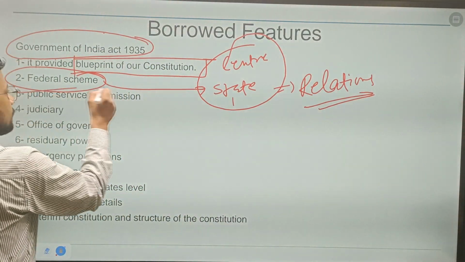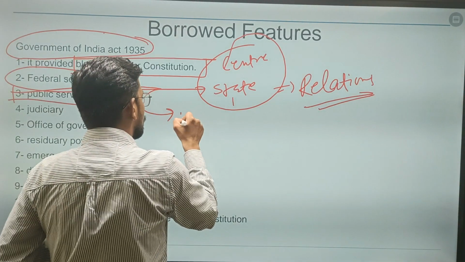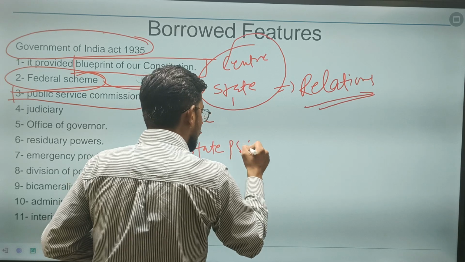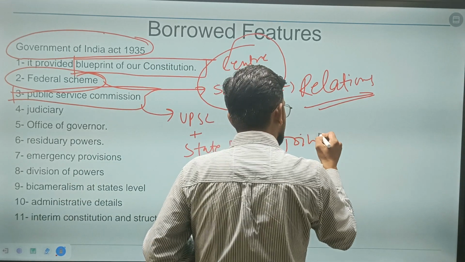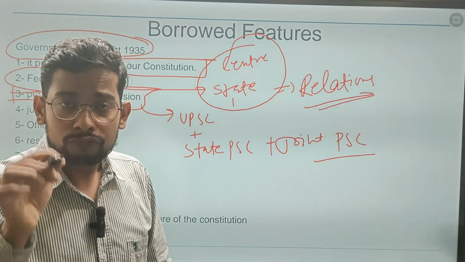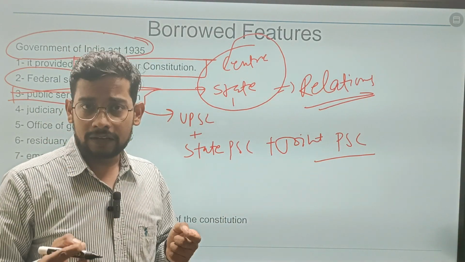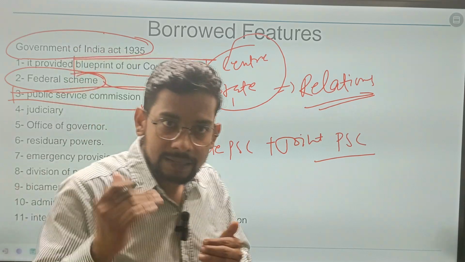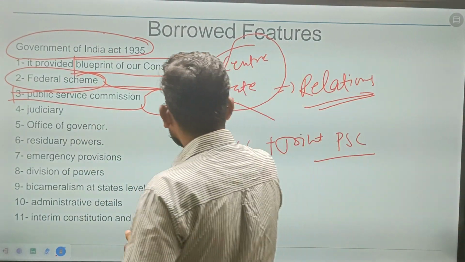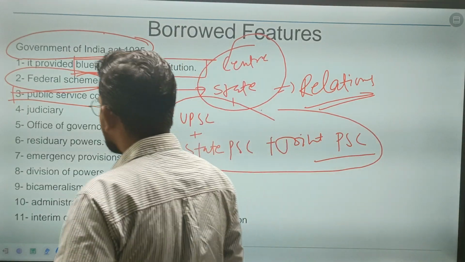Then the Public Service Commission. In this we have the UPSC, state PSCs and joint PSCs. These are provisions introduced by the British government first in the Government of India Act 1935, and we have the same provisions in our constitution. The same provisions have been copied again from the Government of India Act 1935.